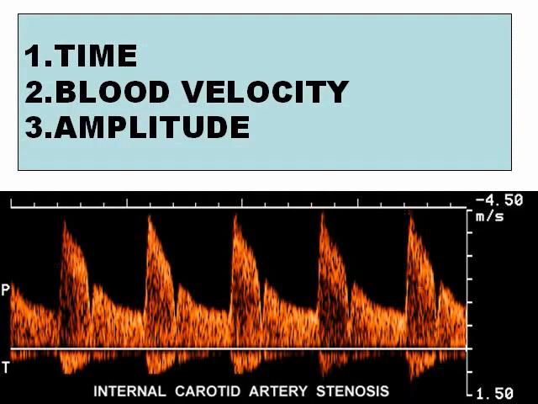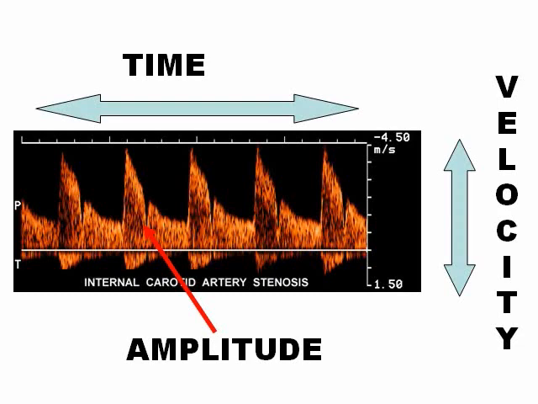In the screen of the spectral Doppler we have three different things: the time that is in the horizontal line, the blood velocity that is in the vertical, and the amplitude, which is the brightness of the signal. You can change all three: time, amplitude, and velocity. Horizontal, time; vertical, velocity; and the brightness is the amplitude, the strength of the signal.